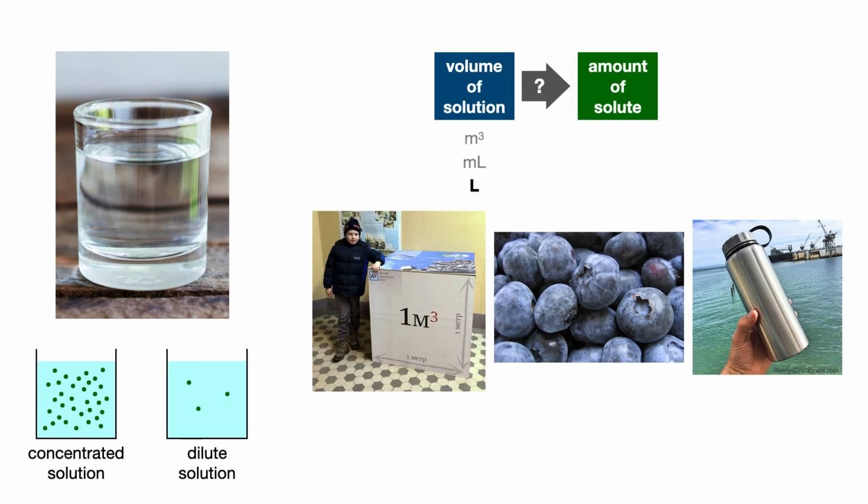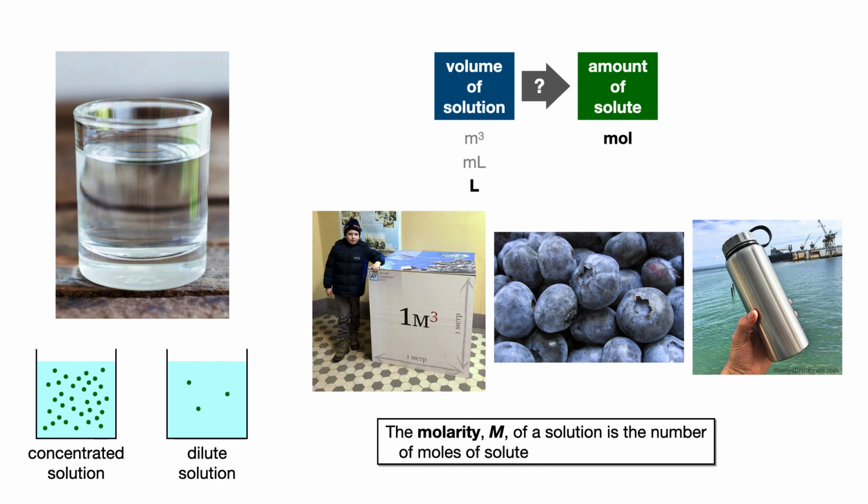Now, our choice of units for the amount of solute is much easier. In the metric system, there's only one unit of amount, and that is the mole. So what we would like is some way of putting a number on the relationship between the volume of a solution in liters and the amount of dissolved solute in moles. And this numerical measure of concentration is used.